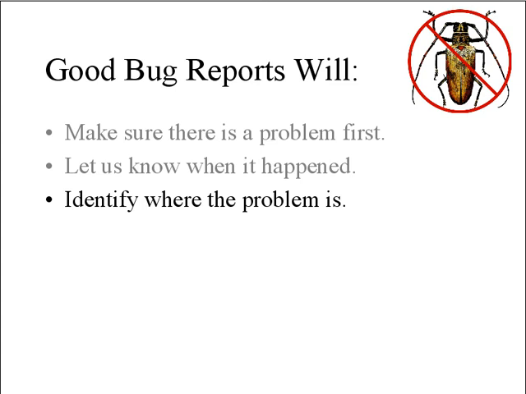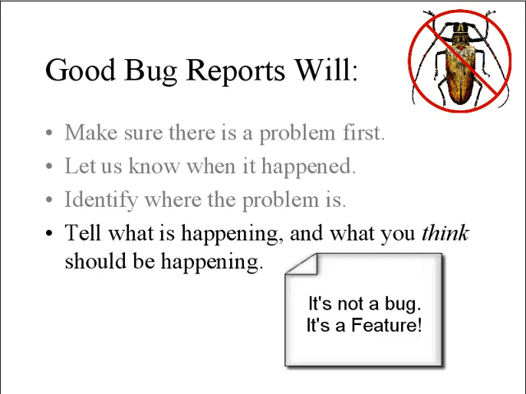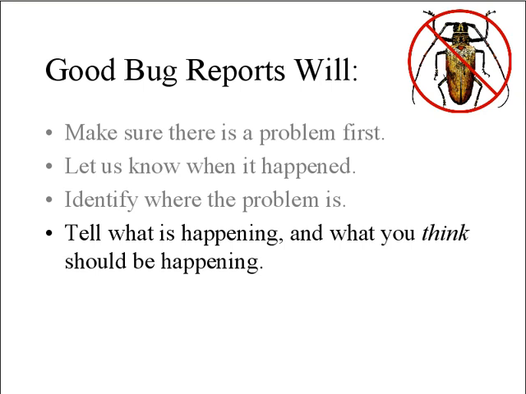Identify where the problem is. This might be both the specific page or a location on the page if the information is listed multiple times. Once again, be as specific as possible. Tell us what is happening and what you think should be happening. This is where the old adage, it's not a bug, but it's a feature, often comes into play. A lot of times the website may be performing as it was programmed and intended to. However, what you want and what the programmer thought you wanted may be two different things.